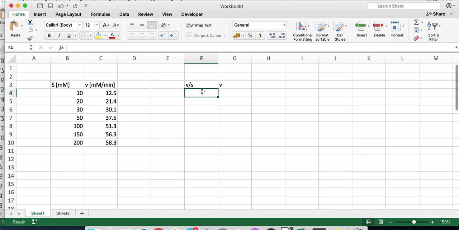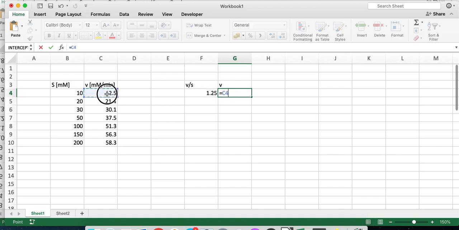So we just simply use an equation, and equations always start with an equal sign. So equal. So we divide the rate by the substrate concentration here. And we also, for the y-axis, we just simply leave the rate the same. So we would have that.